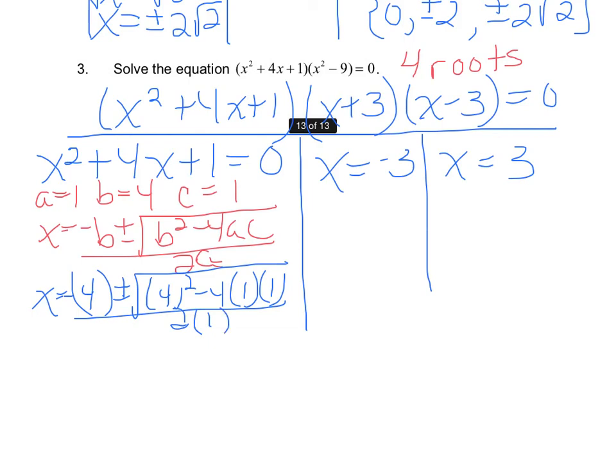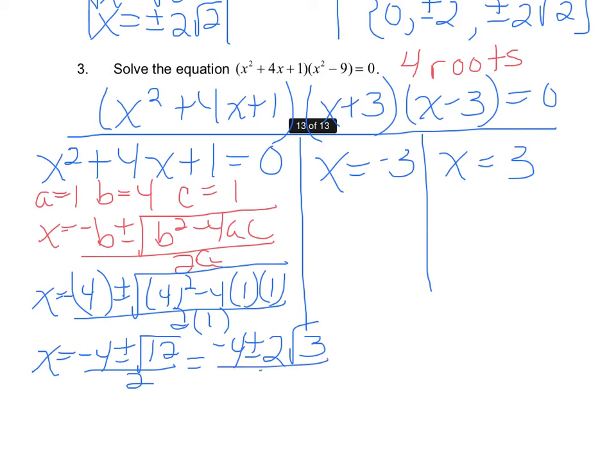Okay, x equals negative 4 plus or minus the square root of, put that in my calculator, I got 12, all over 2, which would be negative 4 plus or minus, I would use 4 times 3, which would be 2 radical 3, over 2. So I can simplify by 2. X is going to equal negative 2 plus or minus radical 3. And that'll give me 2 roots, because really it's negative 2 plus radical 3 and it's negative 2 minus radical 3. So I got all 4 of my roots.